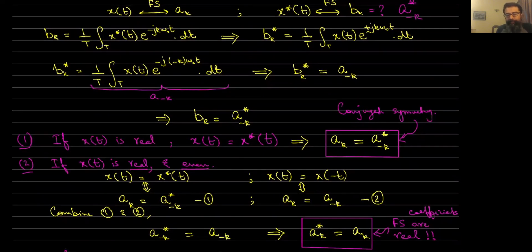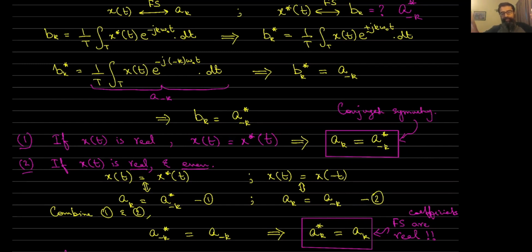So the implication is on the conjugate symmetry for the case when x of t is real. If x of t is real, I know for a fact that x of t equals x conjugate of t. If x of t is equal to x conjugate of t in the time domain, that means the Fourier series coefficients in the frequency domain must stay the same as well. So a sub k is going to be equal to a of minus k conjugate, right? And therefore the Fourier series coefficients of real signals satisfy a conjugate symmetry property. What that means is that the symmetric Fourier series coefficient around k equals 0 is simply going to be the conjugate of what you had here in the beginning. Okay?